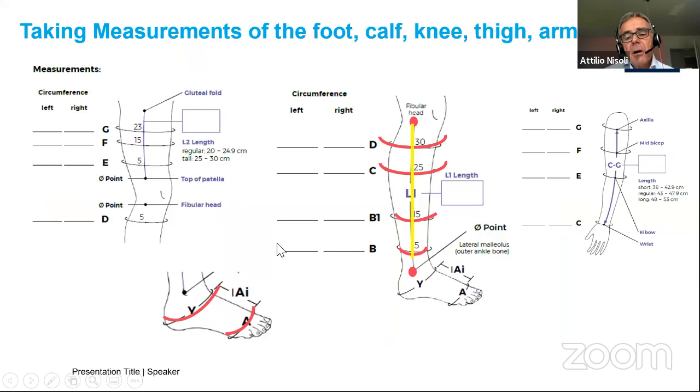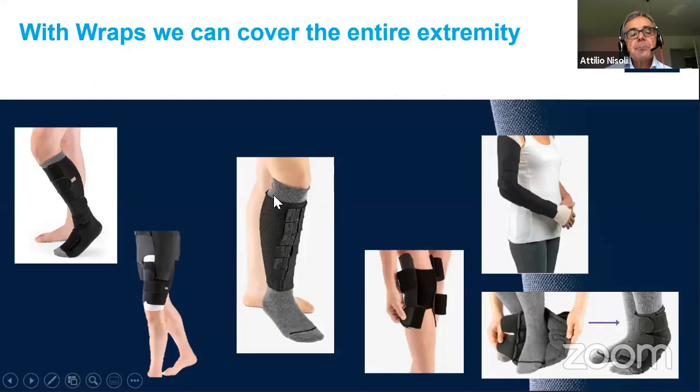Measuring is similar to the garments: circumferences and length for arms, for foot, for knee, thigh version. So we need to take all the measurements. With the wraps, we can actually cover the entire extremity, and it starts with the foot, calf version, thigh version. So we cover the whole lower extremity and the whole leg. And I mentioned before the inelastic wraps for upper extremities.